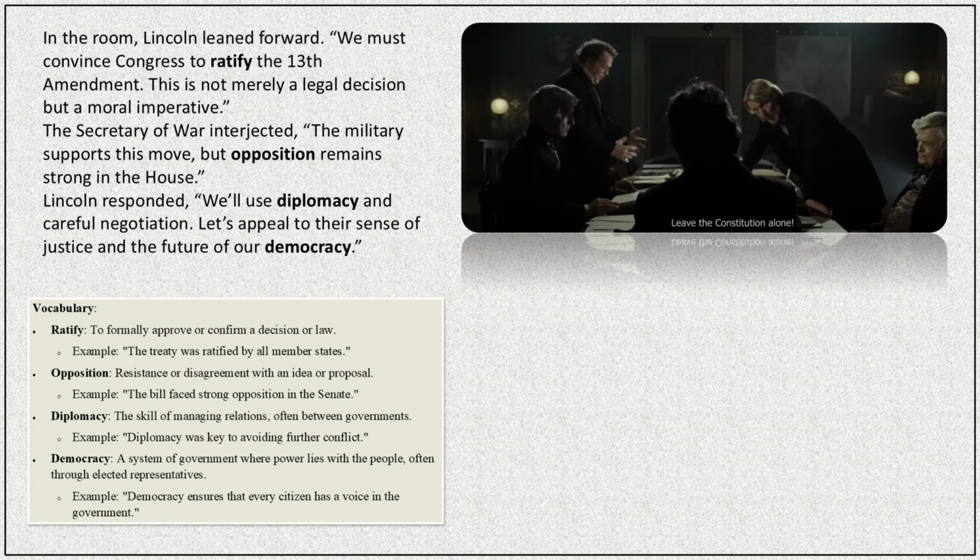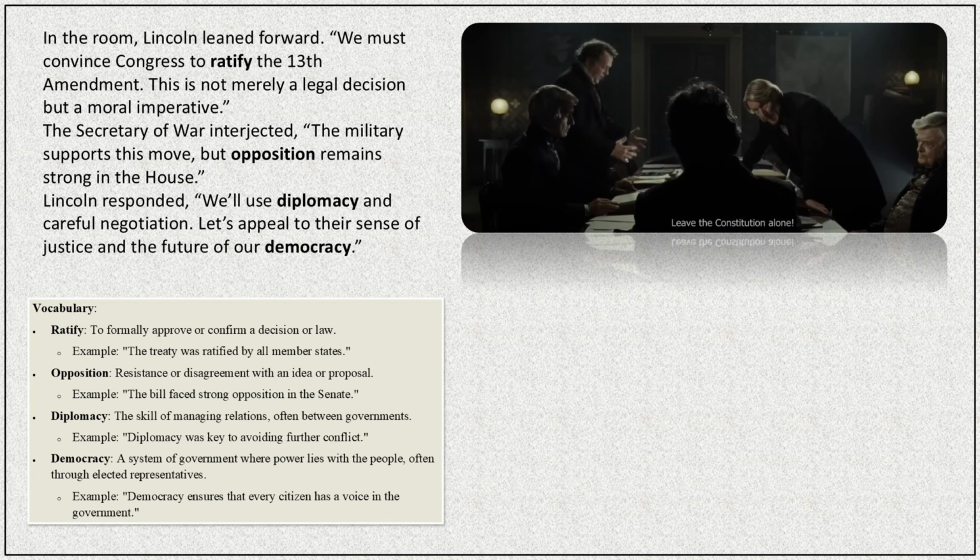In the room, Lincoln leaned forward. "We must convince Congress to ratify the 13th Amendment. This is not merely a legal decision, but a moral imperative." The Secretary of War interjected, "The military supports this move, but opposition remains strong in the House." Lincoln responded, "We'll use diplomacy and careful negotiation. Let's appeal to their sense of justice and the future of our democracy."